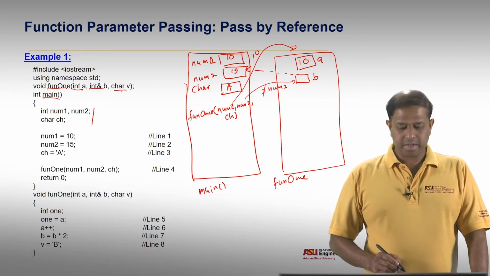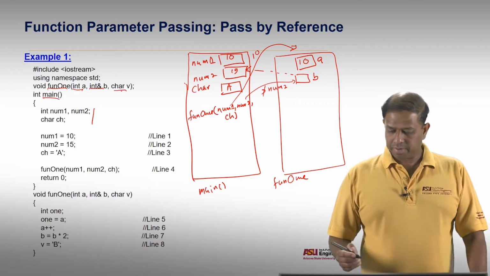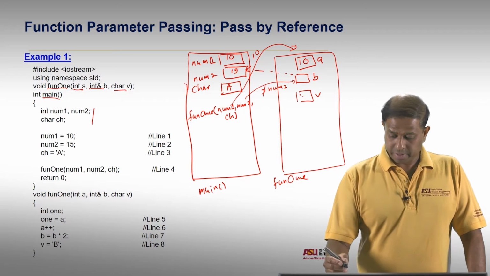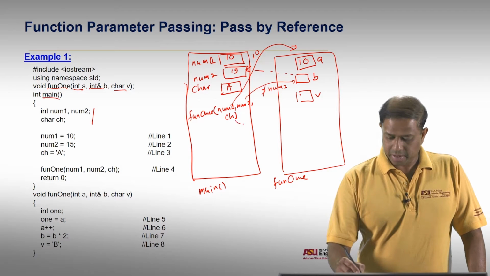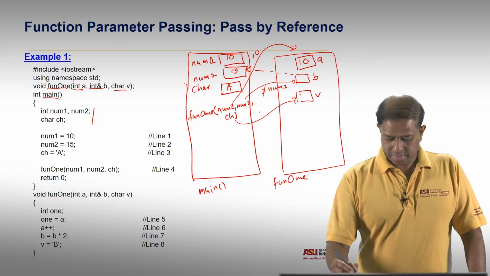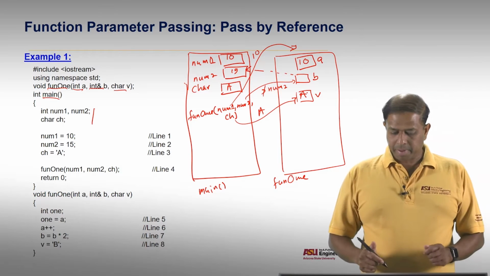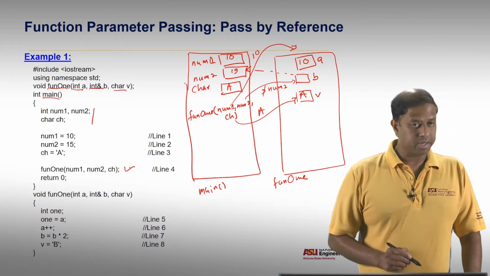Now the third parameter is ch, which is again passed by value. So v in here, as a character variable inside the function, is getting the value stored in ch. That's going to be a, so a will be stored in here. So that's how the memory map looks after this method call.